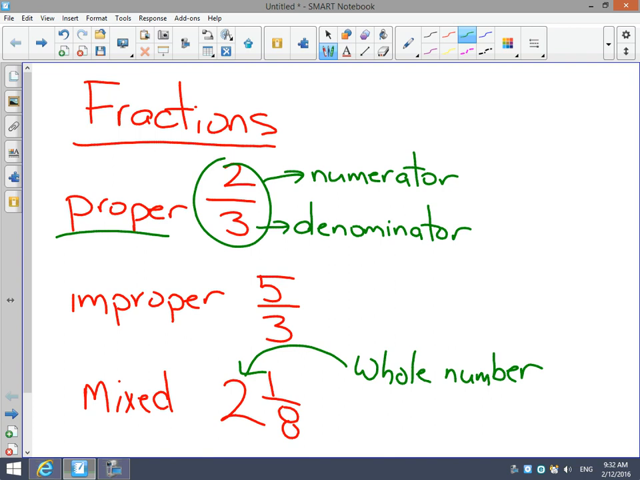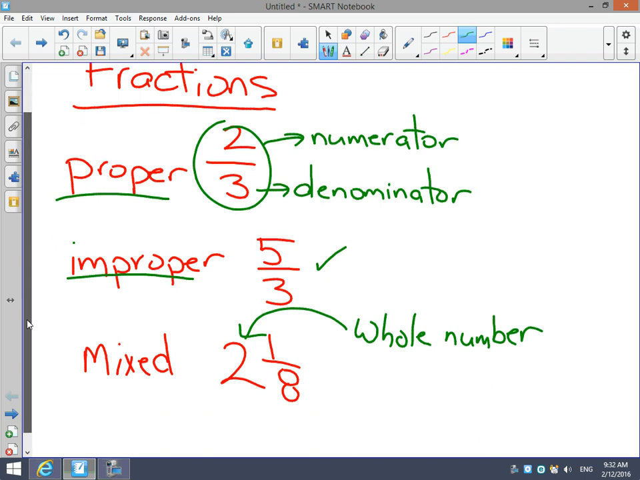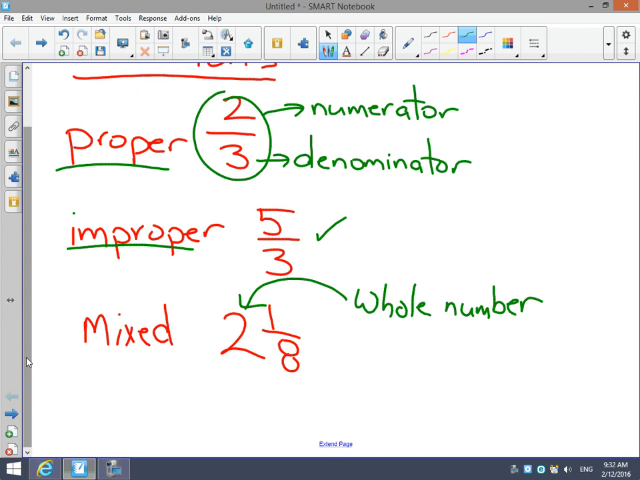If we go to our next one, which is an improper fraction, it also has a numerator and denominator, but this time the numerator is larger than the denominator. So 5/3 is an example of an improper fraction. Grade 8, next year you'll be able to leave your answers oftentimes as an improper fraction. This year we are going to convert it back to a mixed fraction, which we'll talk about in a second.